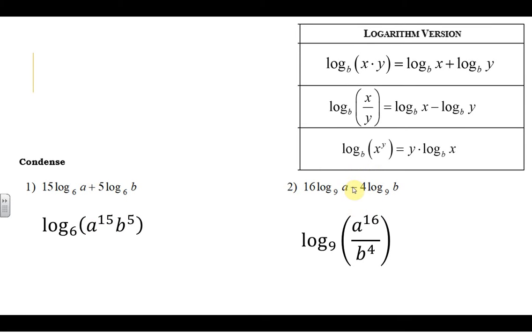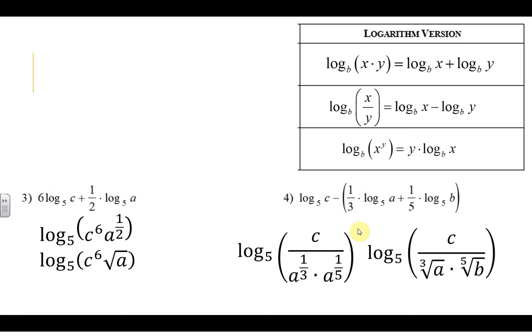Then you have your subtraction here. So that became division, and then the 16 and the 4 went back up into exponents, and the a and the b are back where they were. So that's condensing. Now, here's another one to condense some more.